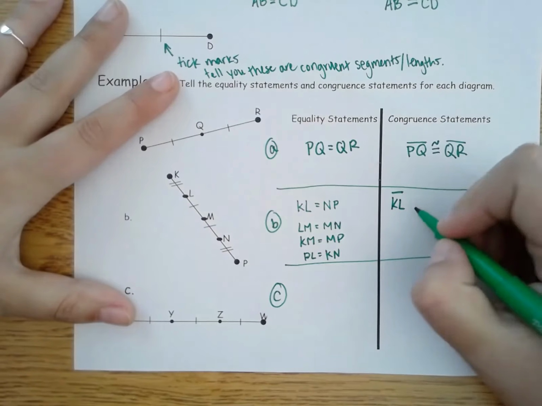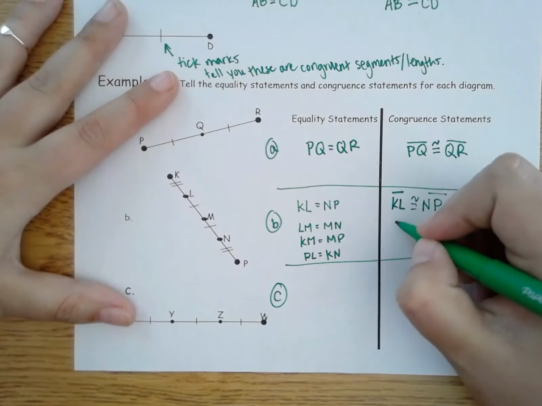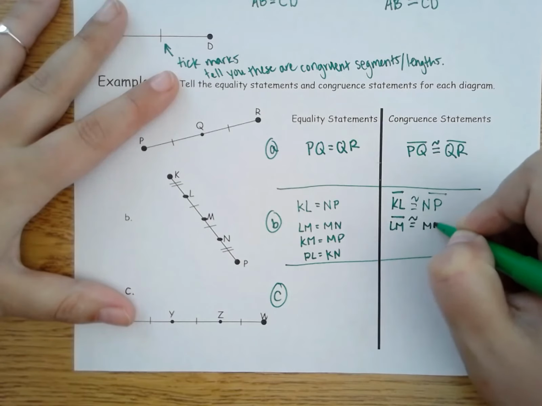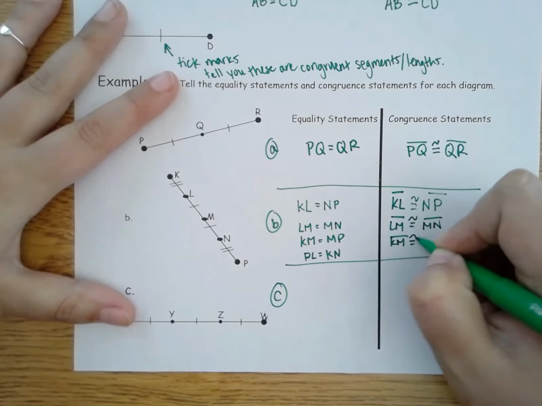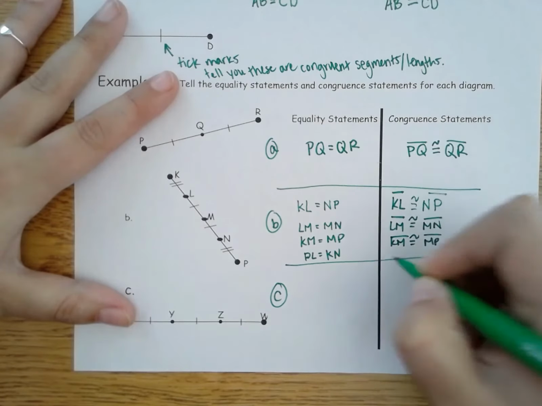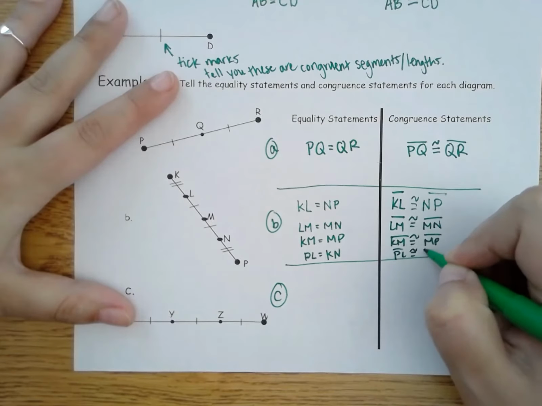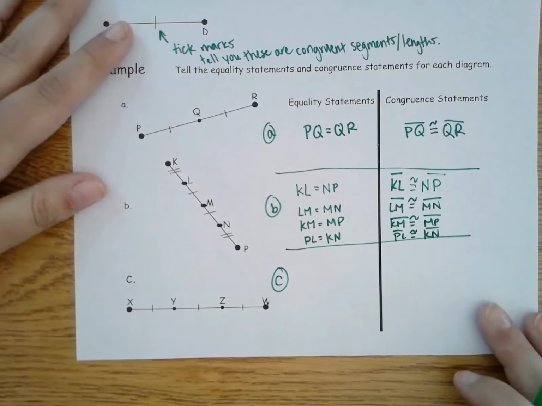So line segment KL is congruent to line segment NP. Line segment LM is congruent to line segment MN. Line segment KM is congruent to line segment MP. And line segment PL is congruent to line segment KN. Sweet. Okay. Last one.